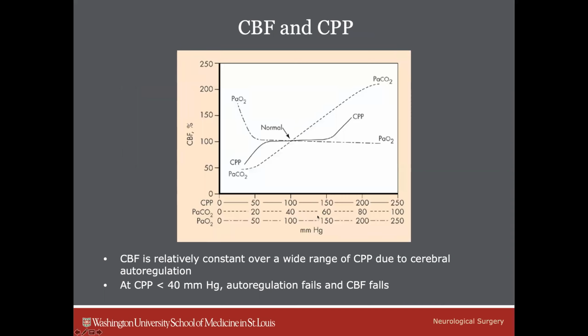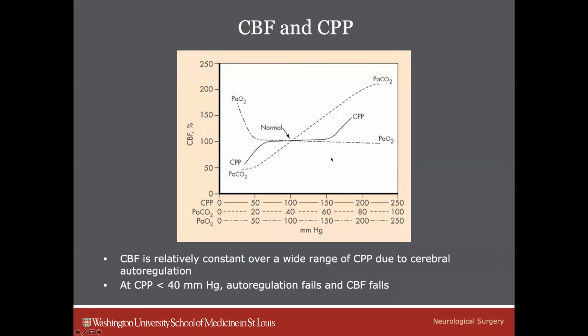So the concept of cerebral autoregulation is pretty important. It basically means that the brain has a capacity to maintain your cerebral blood flow within a constant range over a wide range of cerebral perfusion. This is done by adjusting your microvascular function. And so when your CPP goes to less than 40, then your autoregulation fails and your CBF falls.